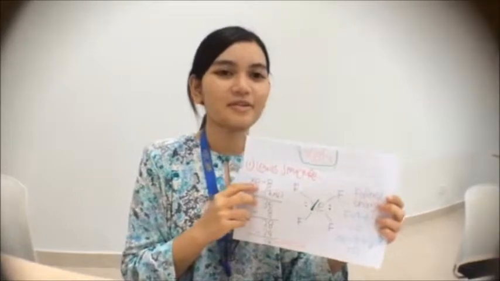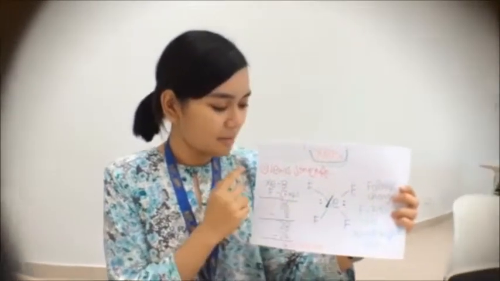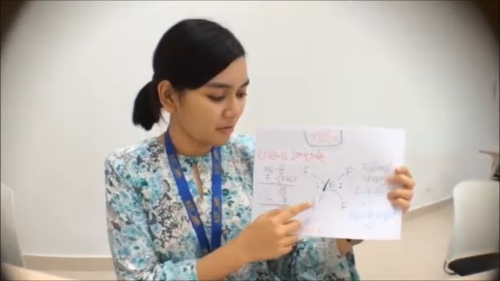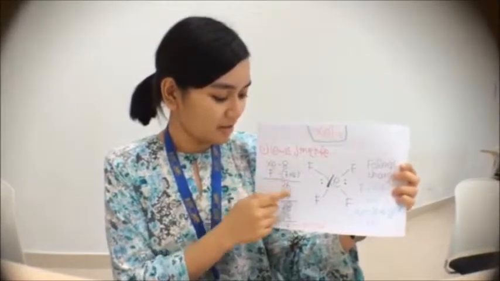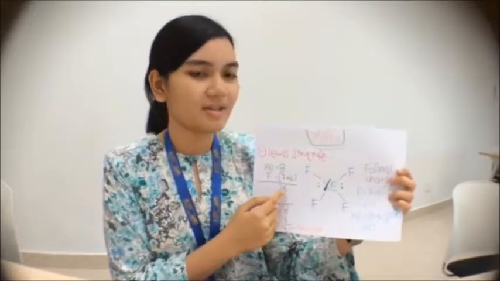Hello, I'm going to introduce AB4E2. We chose xenon tetrafluoride as our molecule. This is our model. As we know, xenon consists of 8 valence electrons and fluorine consists of 7 valence electrons. There are 4 atoms of fluorine, so the total number of valence electrons of fluorine is 28. 28 plus 8 valence electrons of xenon equals 36.